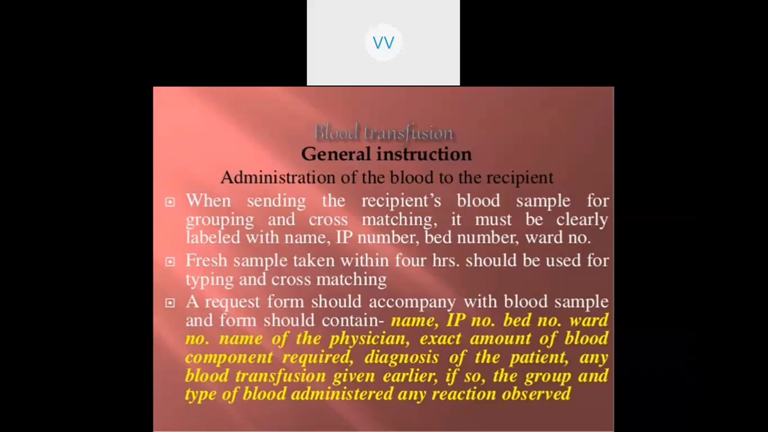After cross matching, there should be no reaction, no breakage or hemolysis, and no other disorder. They will clearly label the name, IP number, bed number and ward number. A fresh sample taken within 4 hours should be used for typing, blood grouping and also cross matching.